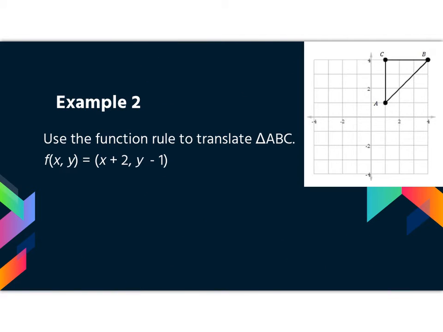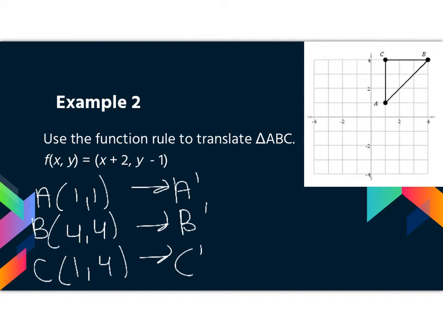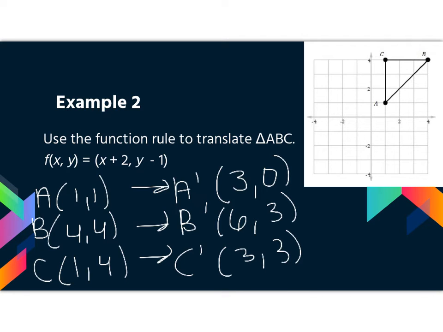In this example, we're going to use the function rule provided to translate the triangle ABC. So to do that, there are 2 ways. One way is to find the actual coordinates of A, B, and C and use the function rule. So A is located at 1, 1. To find the coordinates of A prime, I add 2 to the x value and subtract 1 from the y value. So 1 plus 2 is 3, and 1 minus 1 is 0. For B, I do 4 plus 2 and 4 minus 1, and that was for B prime. And then C prime, I do 1 plus 2 and 4 minus 1. So now I can plot those points and I would have my image graphed as well.